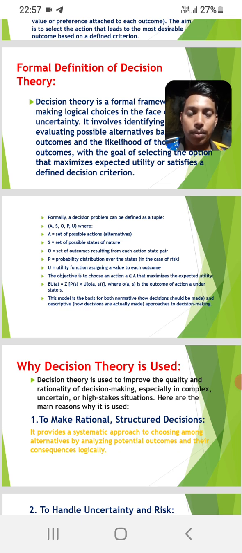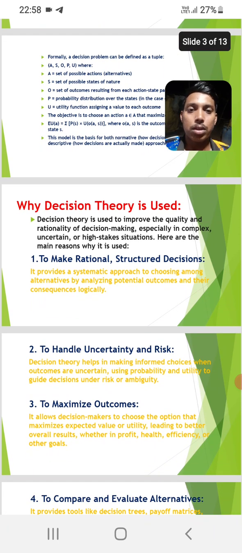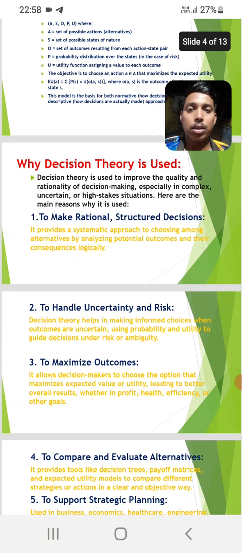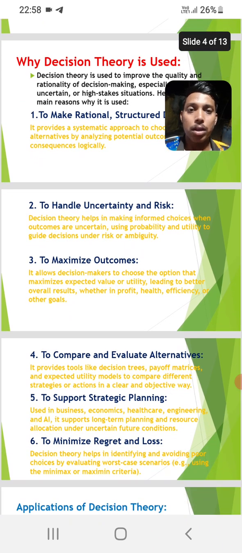Next slide is why decision theory is used. Decision theory is used to improve the quality and rationality of decision making, especially in complex, uncertain or high-stakes situations. Here are the main reasons why it is used. First, to make rational, structured decisions. It provides a systematic approach to choosing among alternatives by analyzing potential outcomes and their consequences logically.